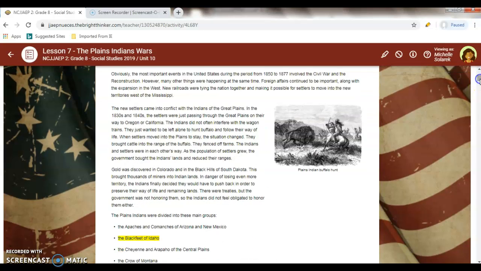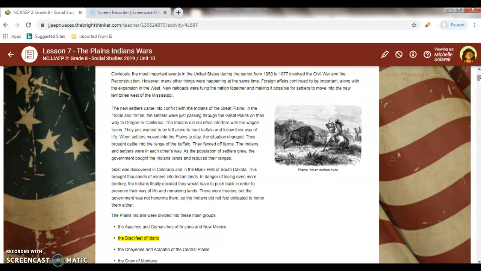So starting with the first part of this, we're going to talk about the most important events in the United States during the period from 1815 to 1877. It would involve the Civil War and the Reconstruction era. Many things were happening at this time: foreign affairs, and along with that, the expansion of the West. New railroads were tying into the nation, and it was making it possible for settlers to move into the new territories of the West, which includes Mississippi.